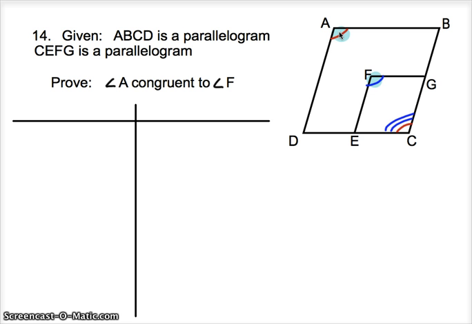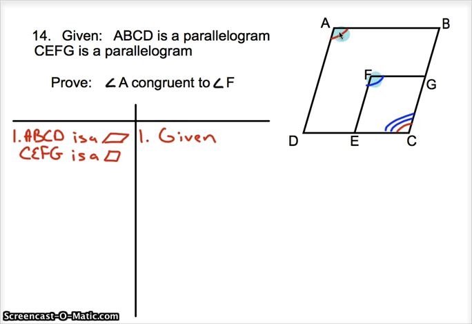So let's see what it looks like if we actually write out the proof. Our first step is always just restating the given information. So let's write down that ABCD is a parallelogram, and we'll use our little symbol for parallelogram. And we'll also need to write down that CEFG is also a parallelogram. And all of that is because it's given.